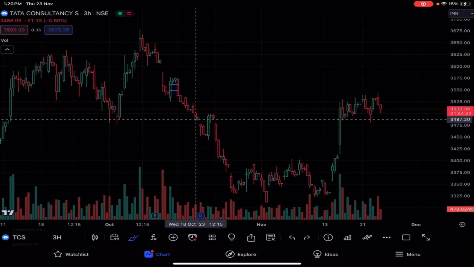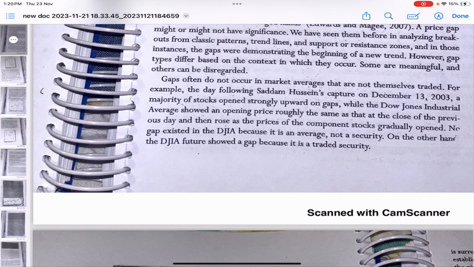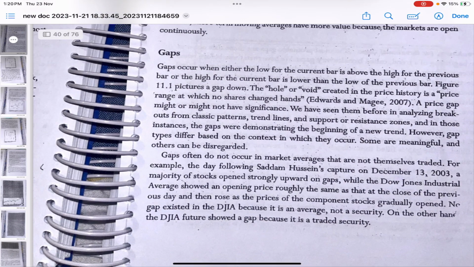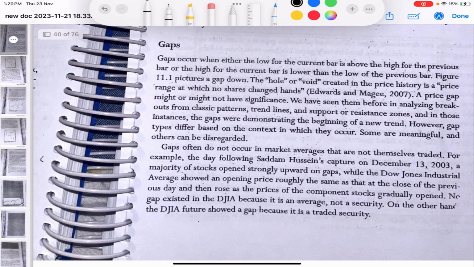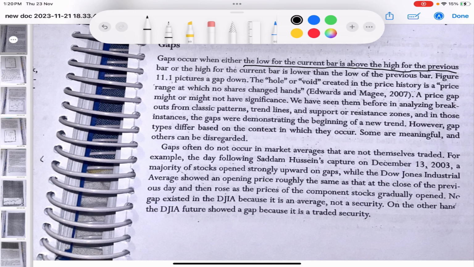So why does a gap happen? It's either because of the selling pressure or the buying pressure which was there overnight after the market closes. Gaps occur when the low for the current bar is above the high for the previous bar, or the high is below the low of the previous bar. That is the meaning of a gap, obviously. That's the reason why a gap has been formed, right? And it is a hole or void created in price history because no shares changed hands. So we've all heard phrases like the market opened gap up today, the market opened gap down today. In the place where the gap was, no trading activity has taken place during that time.